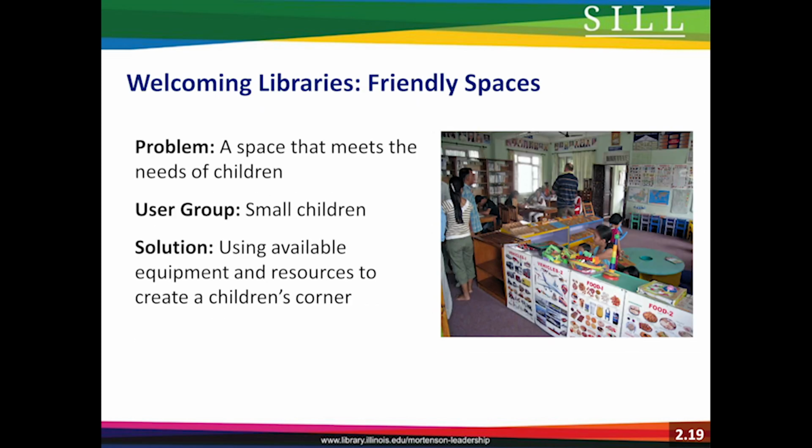In terms of welcoming libraries and friendly spaces, we find in libraries that it's best to break down spaces according to the needs of the different user groups. And here you have a good example of small children. They're using available equipment and resources to create a children's corner. But you can see that they didn't spend a lot of money remodeling. They used what they had on hand to create an attractive space for children. And you can do this with all different types of spaces and all different types of user groups.